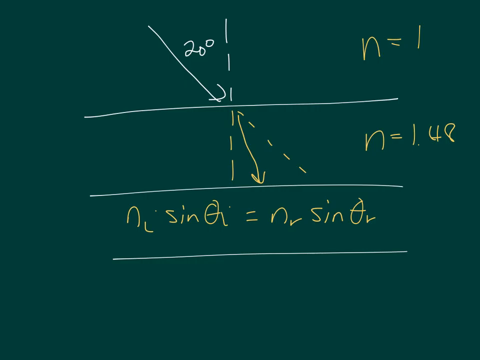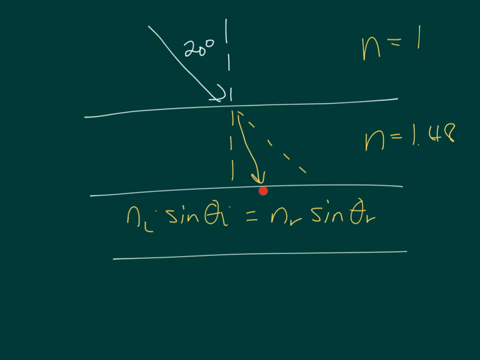R, refracted. I is incident, R is refracted, initial and final. Now, let's say this angle, we do the math. You could do the math real quick and find out what theta R is. Just plug in this for theta I, NI, NR. You get the angle here.